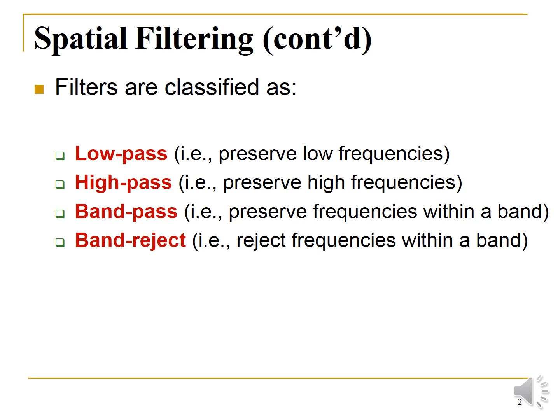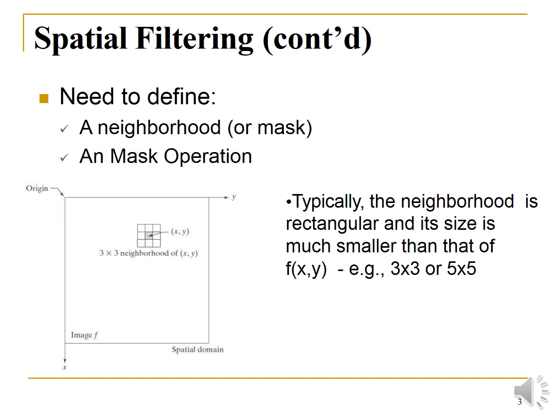The low pass filter is used to preserve low frequencies, whereas the high pass is used to preserve high frequencies. The band pass is used to preserve frequencies within a particular band that we are allocating, and the band reject filter is used to reject the frequencies within the particular band. Now we will see how we define the spatial filters.